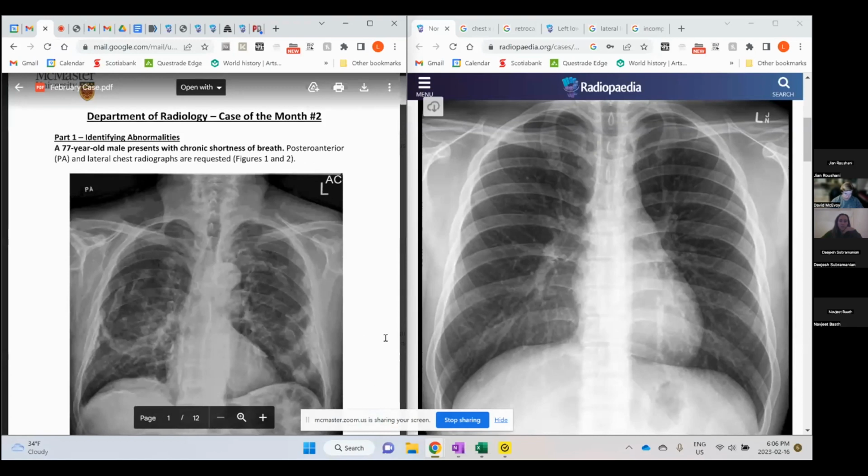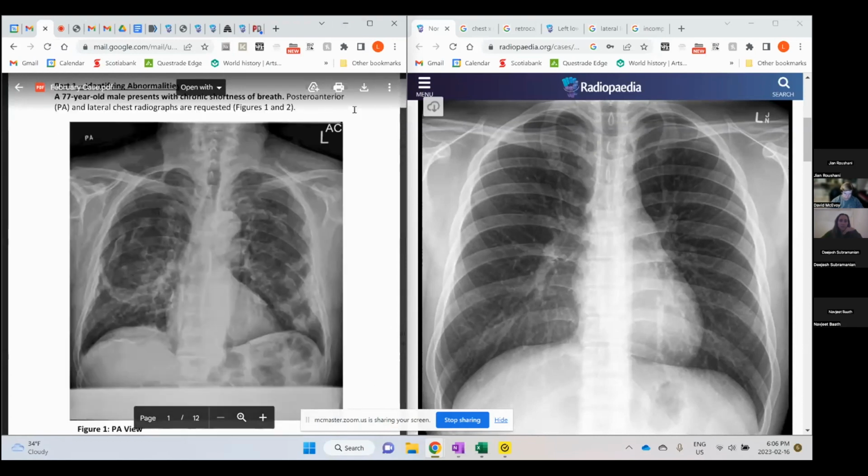So this is the PDF you guys were given as well. A 77-year-old male with chronic shortness of breath, and you get this chest x-ray. I'm going to ask one of you guys to describe it in a bit, because the only way to get good at reading x-rays is practice, and saying it out loud is way more difficult than seeing what the abnormality is. The description is a fine art to capture accurately.